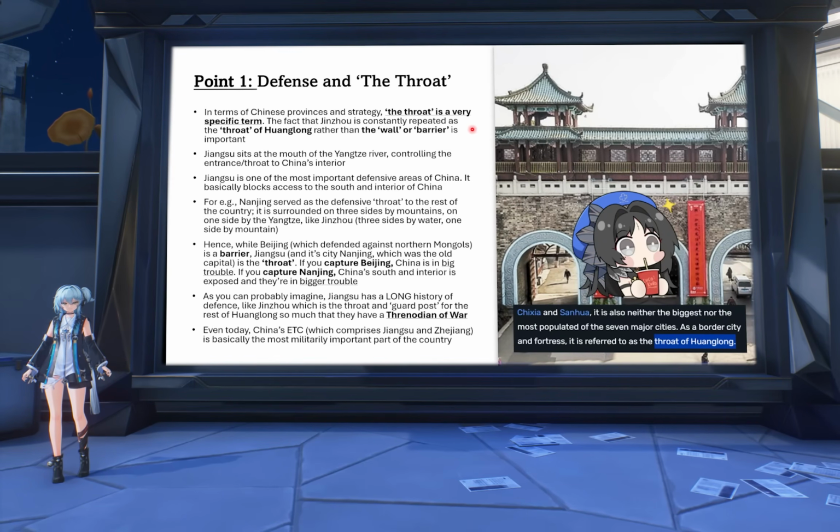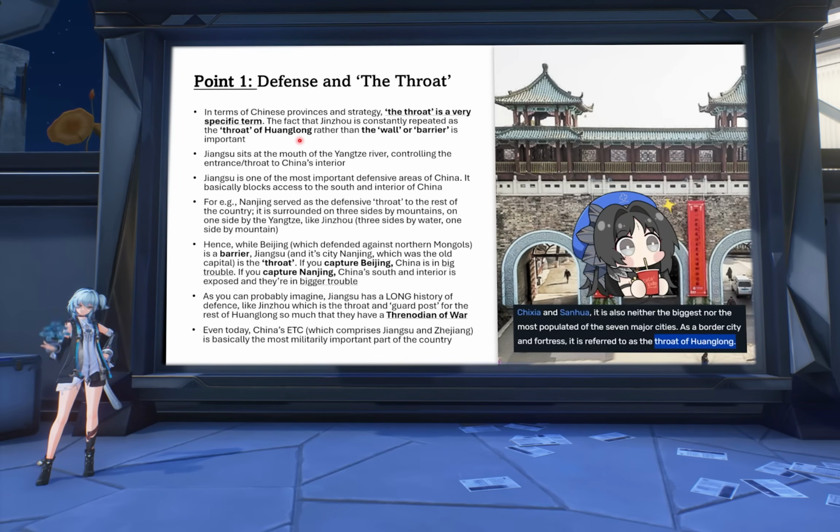And the first thing I need to talk about in regards to this very specific wording is that the throat is a very interesting term to use for a defensive capital, right? The fact that Jingzhou is constantly repeated as being the throat of Huanglong rather than the wall or a barrier is a very important differentiation you have to make, in my opinion, right?